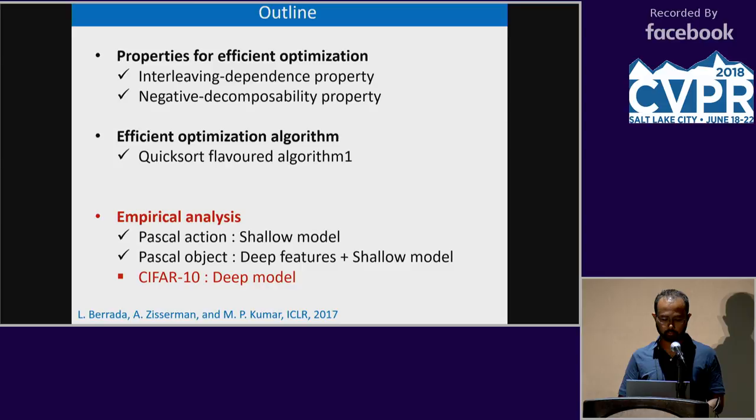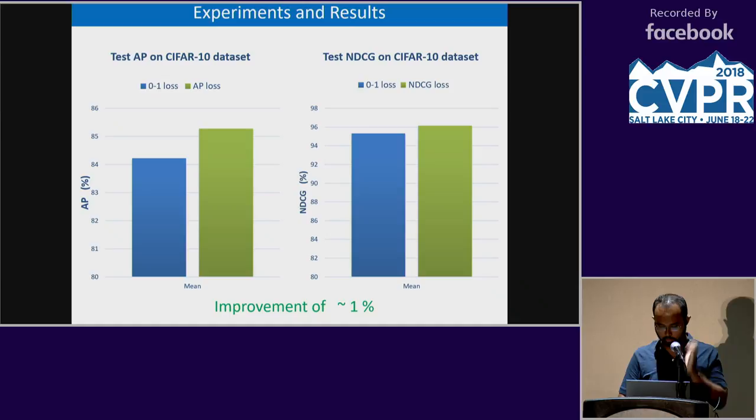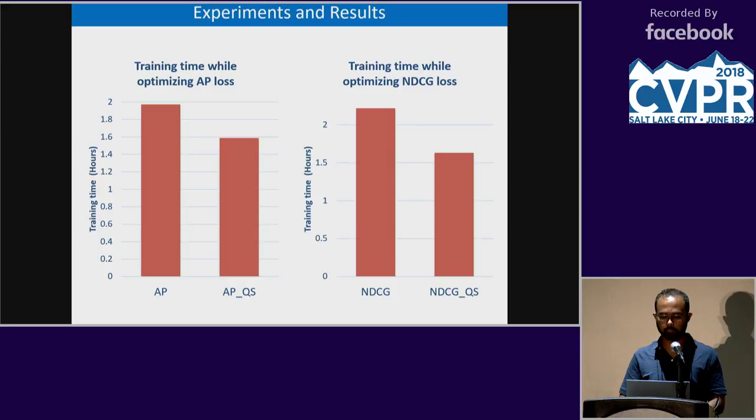Finally, we use our method to train a deep model on the CIFAR-10 dataset. Again, we observe improvement in performance when using AP or NDCG loss to train the model. And using our quicksort flavor algorithm leads to a training time that is significantly lower compared to the baseline optimization algorithm. In this case, though, the bottleneck is not the gradient computation procedure. Rather, it's the backpropagation and the feature computation steps here.